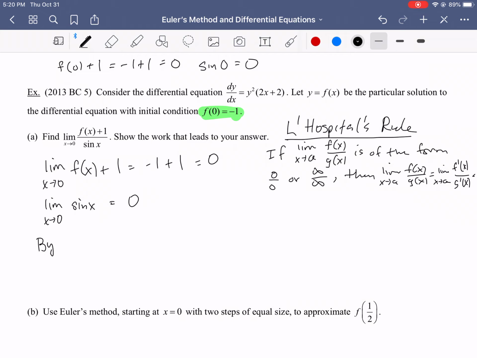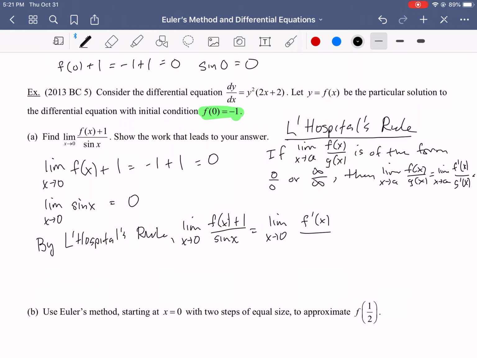Therefore, by L'Hopital's rule, and you don't have to be a perfect speller, but really it's not that hard to spell, El Hospitals is what it looks like, even though it's called L'Hopital's. By L'Hopital's rule, what we can say is that the limit as x approaches 0 of f of x plus 1 divided by sine x is equal to the limit as x approaches 0, and the derivative of the numerator is going to be f prime of x, and the derivative of the denominator will be cosine of x.